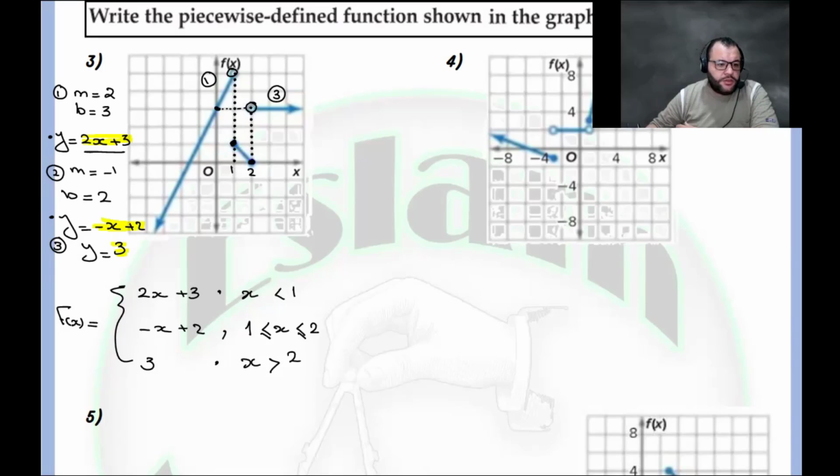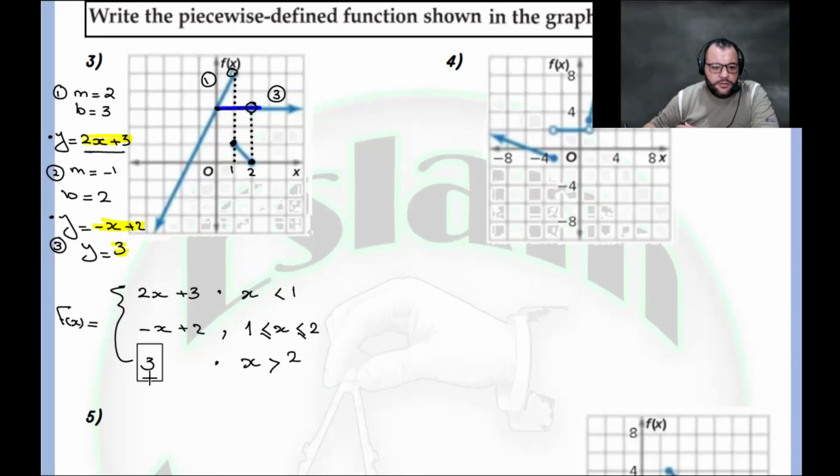Okay, extend the line. It will intersect the y-axis at 3. But you wrote negative x plus 2. Just one minute. This one, that's number 3. I'm talking about that, yeah, that's what I'm talking about.